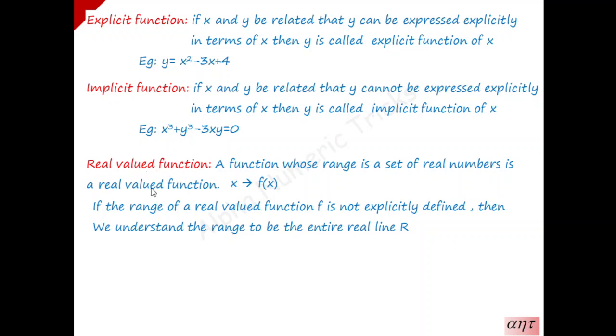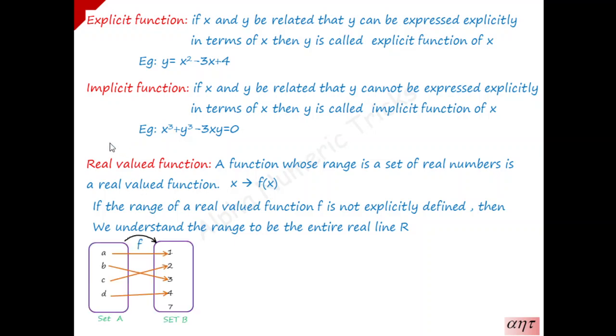Now using some examples, we define what a real valued function is clearly. Consider this mapping. Set A and set B are there. Set A has 4 elements A, B, C, D, and each element is mapped into exactly one element, and one element in B is extra. There is nothing wrong in that. So this is a function, because for each input you have only one output.